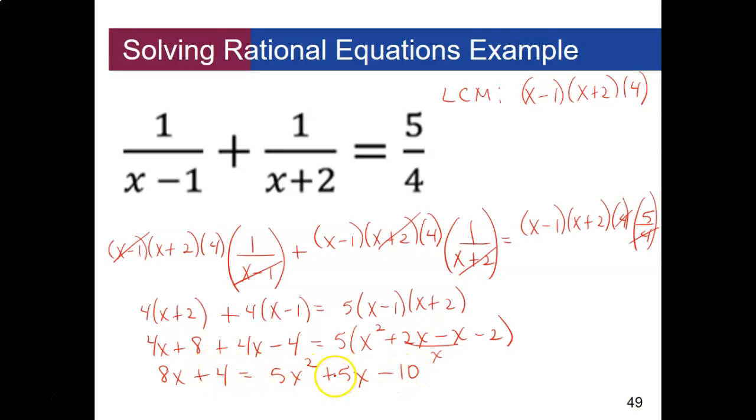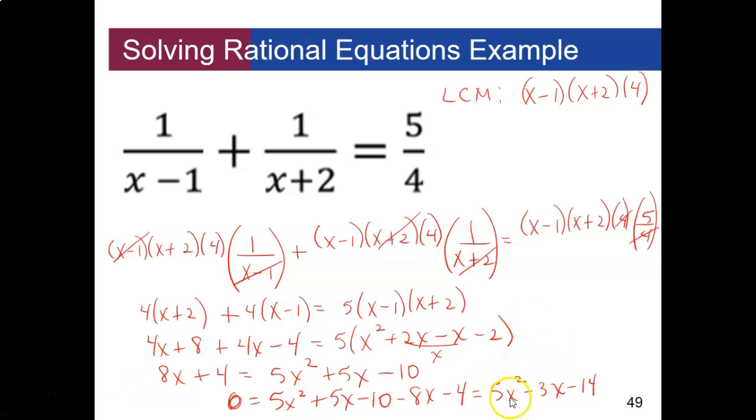Okay, what we have here is a quadratic equation. So with a quadratic equation, we need to have it set equal to 0. So I'm going to pull all of this over here. We'll have 5x squared plus 5x minus 10. And then we're going to subtract from that an 8x and a 4. So this will be equal to 5x squared minus 3x minus 14.